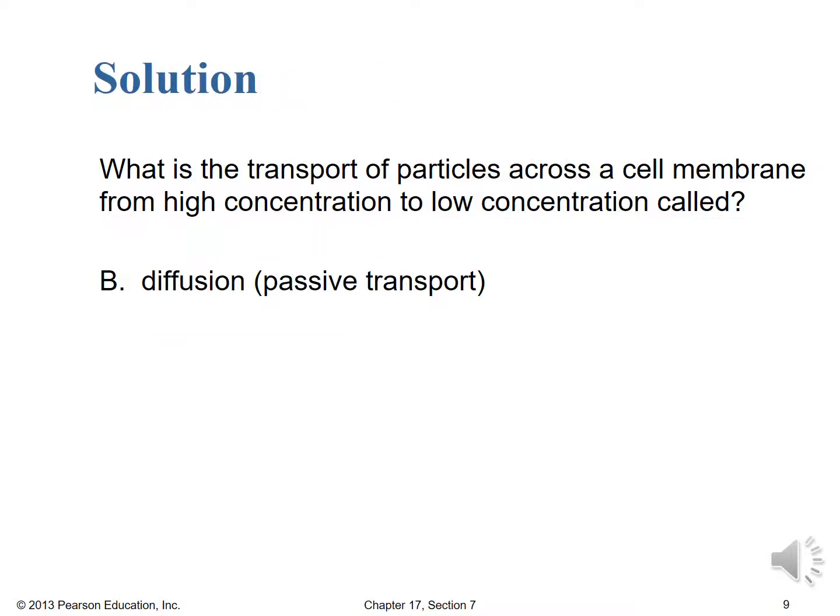Okay, so notice here we have the transport from high concentration to low concentration. That's the way things would ordinarily flow. So this is an example of B, diffusion or passive transport. So there you have it. Hopefully that's the letter that you picked and you understand why, and you would get this right again if something similar were on the homework or the test.